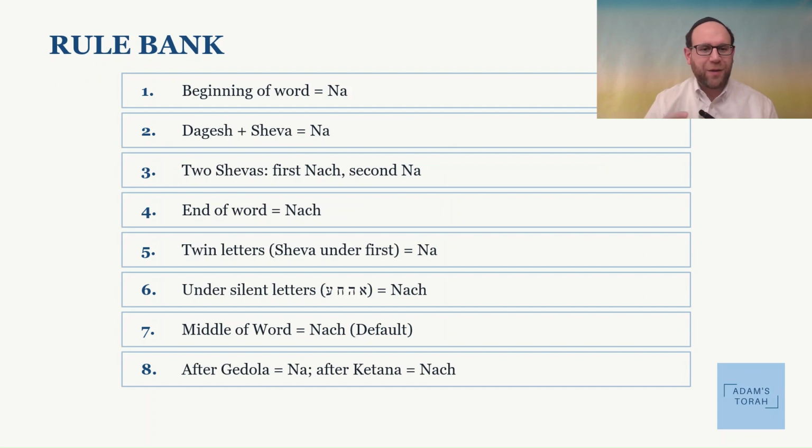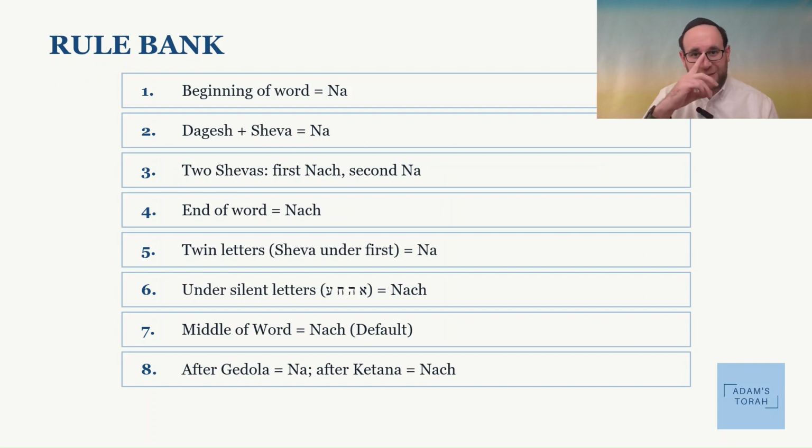Rule number 4 is that if you have a sheva at the end of the word, it's a shvanach. And even if you have 2 shevas at the end of the word, it's a shvanach. Rule number 5 is if you have twin letters, which means you have one letter that comes up twice, and there's a sheva underneath the first one, like hallelujah, it's pronounced as a shvanah. Rule number 6, a sheva under one of the 4 silent letters, the aleph, he, chet, or ayin, that's pronounced as a shvanach. Rule number 7 is that normally a sheva in the middle of the word is a shvanach.